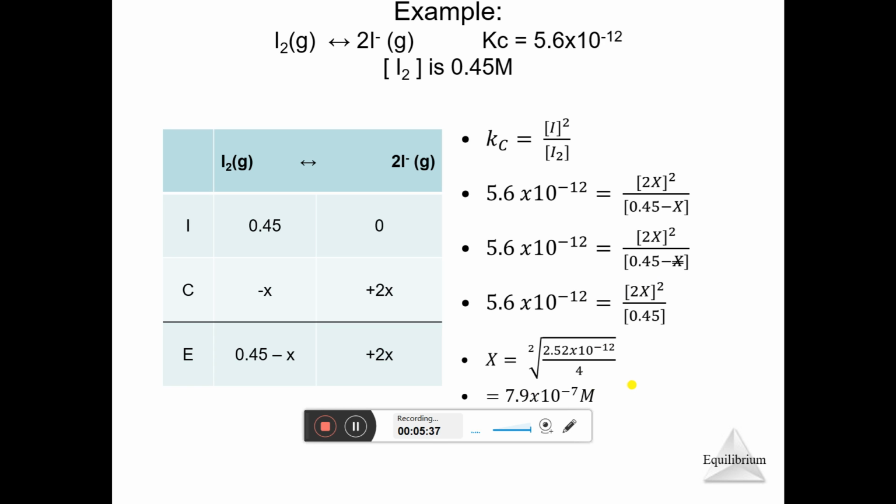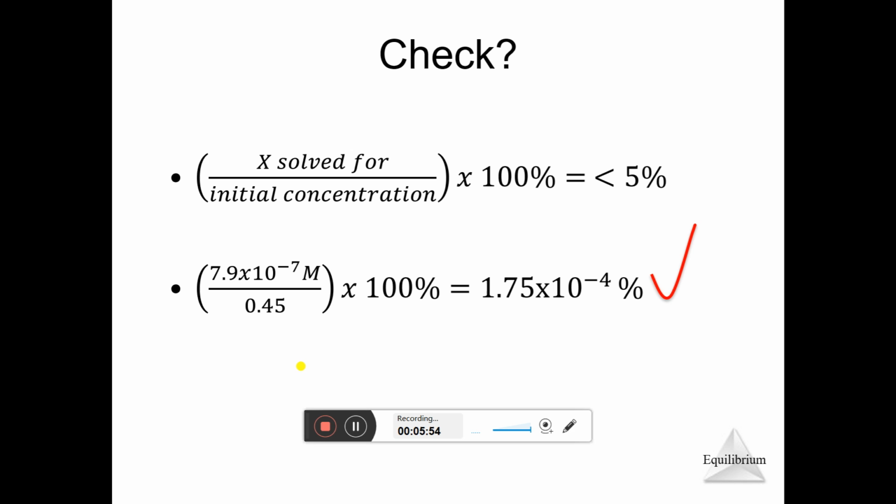Now that's just solving for x. Remember, if you had actually had to find the amount at equilibrium, you would go ahead and plug this number into these two terms here to solve. I left that part out of this example because that's not what we're working on. So you always have to check and say, you know what, did this really work? Am I okay with making this approximation? Because it doesn't always work.